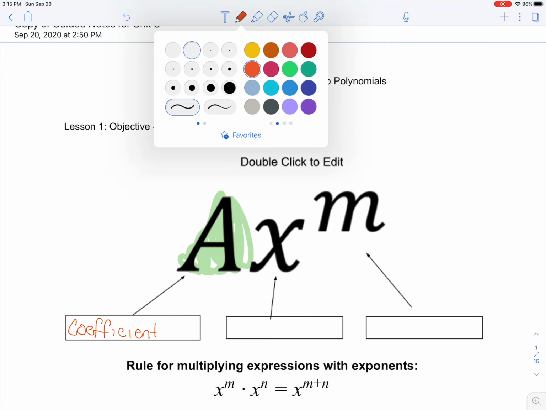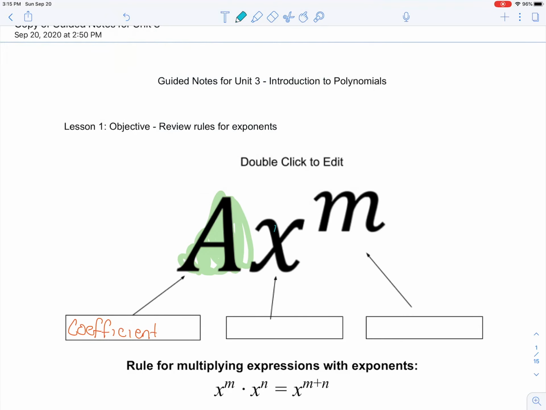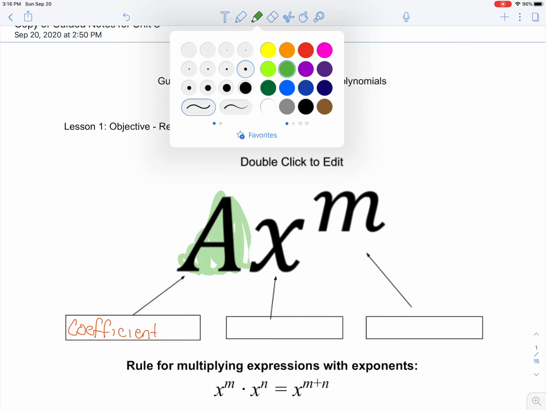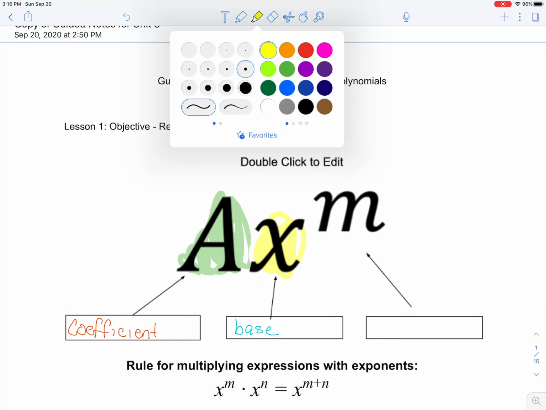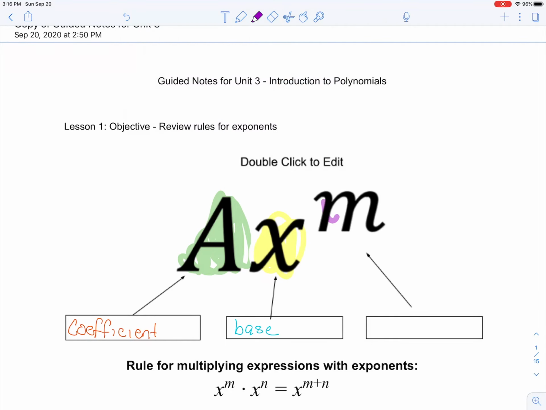And then we have a base. The base is the number that's being multiplied. So that would be our x. That's our base. I thought that was a highlighter, and it's not. So this is our base. And then our base tells us what's being multiplied. And then the last thing is our exponent. And our exponent tells us how many times the base is being multiplied. So this is my exponent.